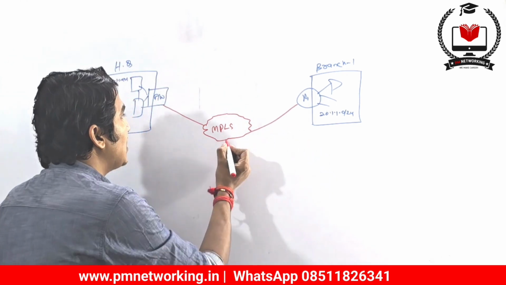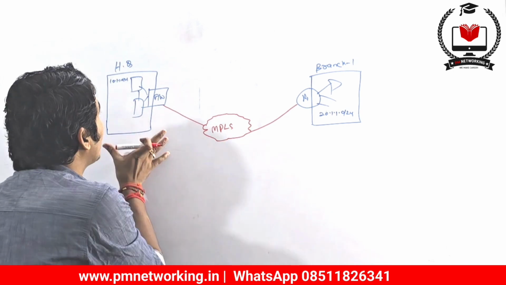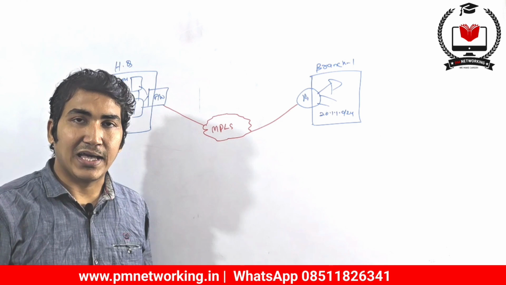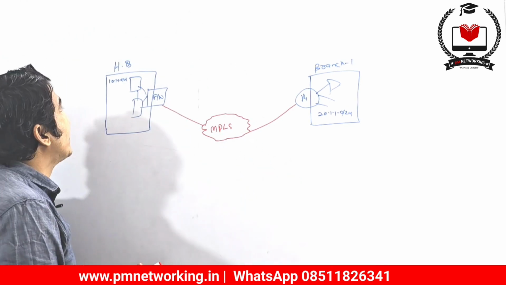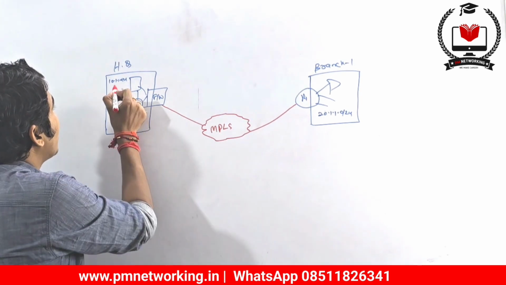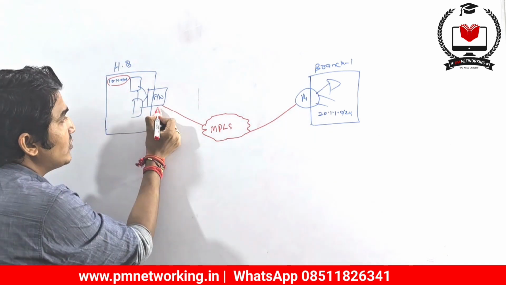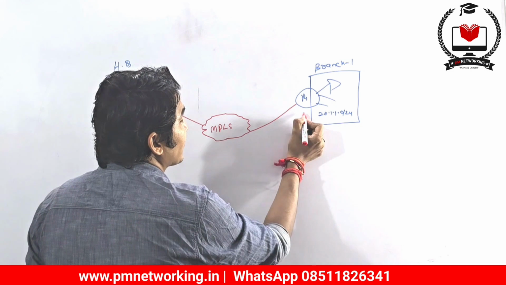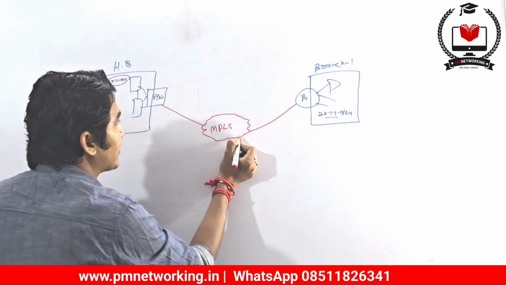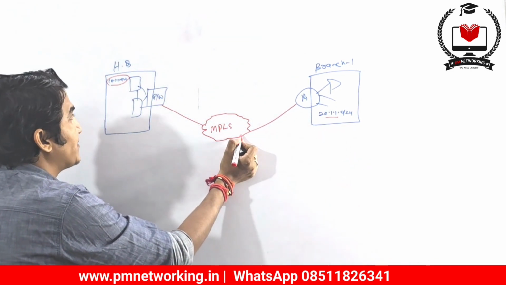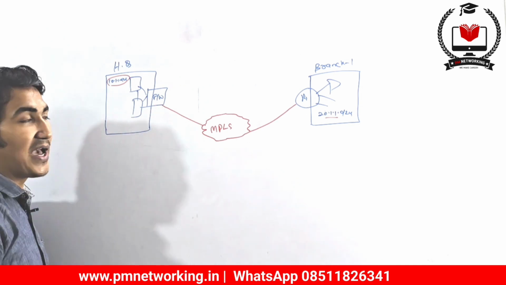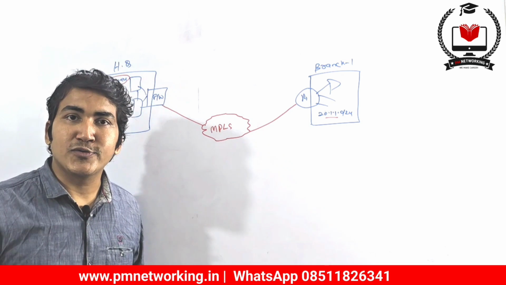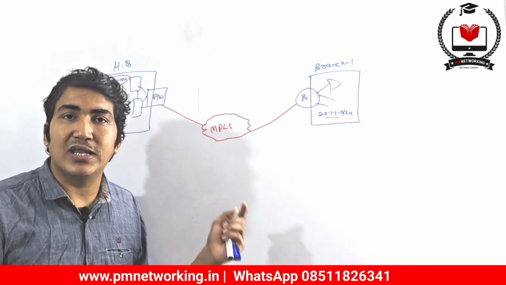Fine. So the first one is MPLS. Now you can see both sides are connected together with the help of MPLS. What will happen now? The firewall will advertise this subnet to the service provider. The service provider will advertise that to router number 1. In the same way, router 1 will advertise its subnet to MPLS, to the service provider. The service provider will advertise it to this firewall, and these two sides can communicate with each other. There is no problem. This is private, secure, reliable.